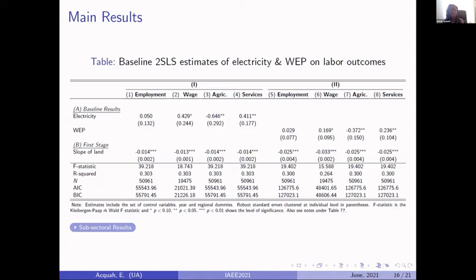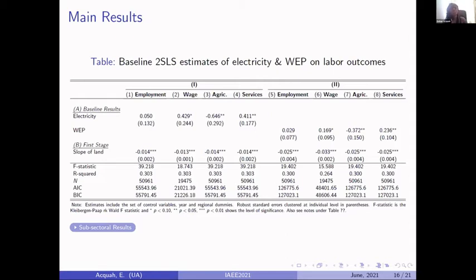And one thing that comes up is to check the model adequacy and to check how much better one of the models performed than the other, because I try to compare the two. And we can see that the model with access to electricity performs better, looking at the information criteria that I use, that is the AIC and the BIC.